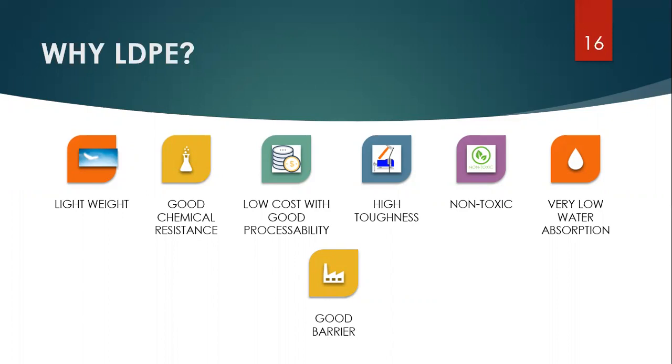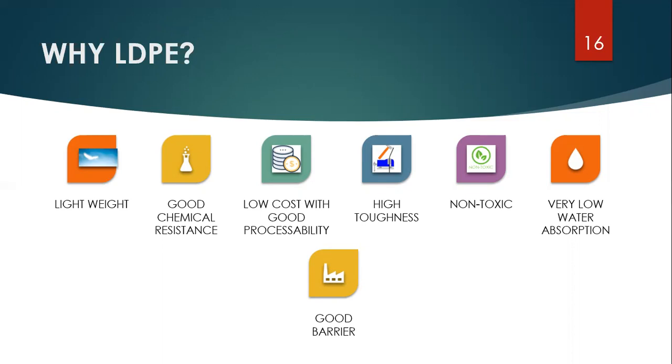It is inexpensive, and good processability means that at the time of process, when we are handling it to prepare our new product, it is easy to handle. High toughness. We need a good quality product, so our parent materials should be stiff and their toughness should be high. So after that, non-toxic. Our material is non-toxic. It means it cannot harm the person who is using it.